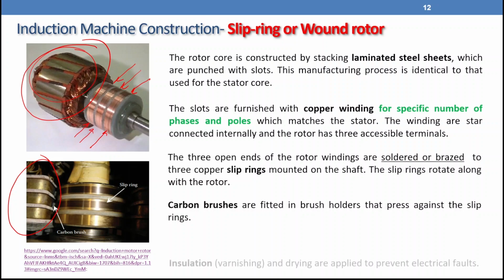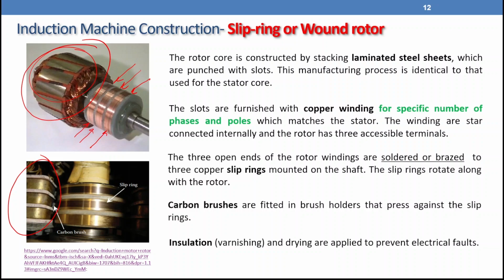Before we conclude this slide, definitely insulation is required, and as you can see here, varnishing will be an important issue to make sure that there are no inter-turn short circuits. So in conclusion, the slip ring or wound rotor type will be a three-phase rotor, matching the stator number of poles and number of phases. It's not like the squirrel cage, where the rotor can adapt to the stator.